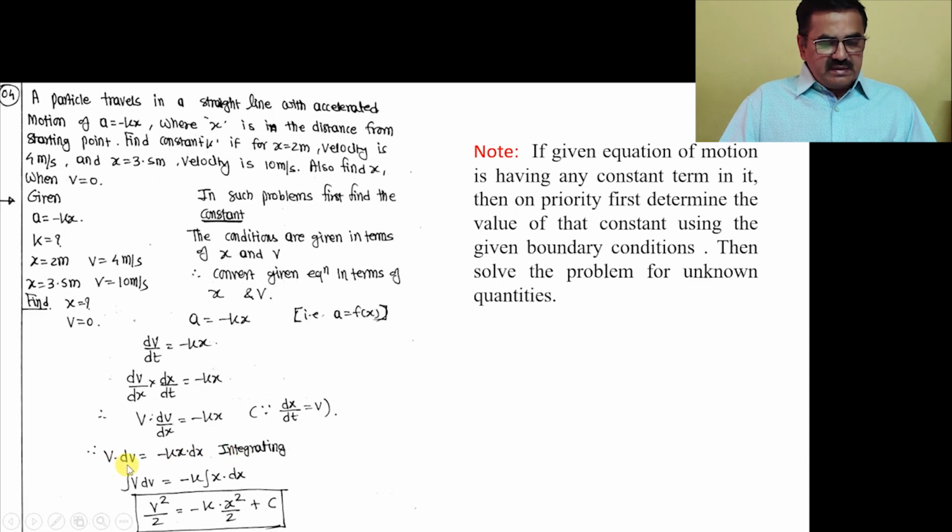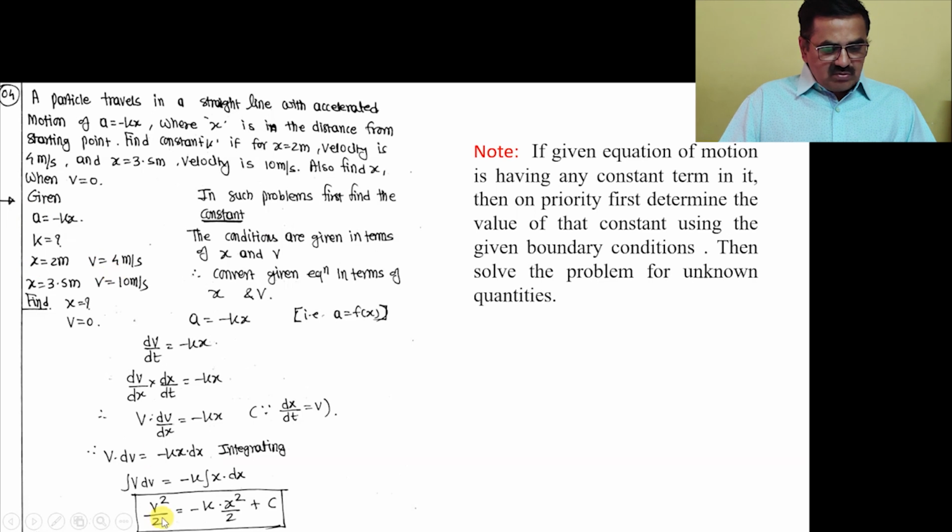Now integrate this equation. If you integrate this equation, it will be in the form of v and x, but again one more unknown is introduced here, that is c. v square upon 2 is equal to minus k into x square upon 2 plus c. Our main problem is to find k, but to find k we have to use these two conditions in terms of x and v. Hence we are converting this equation in terms of x and v.